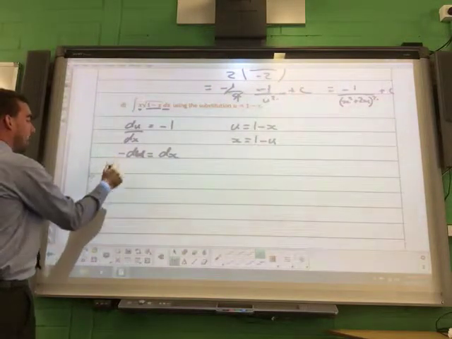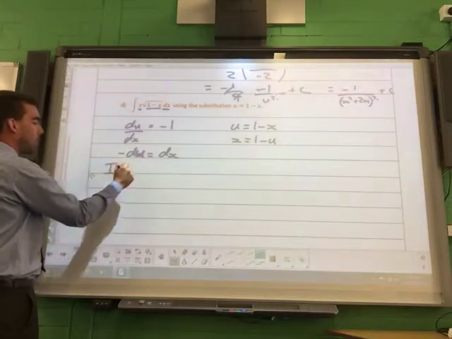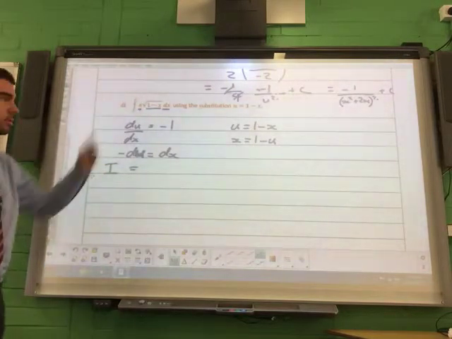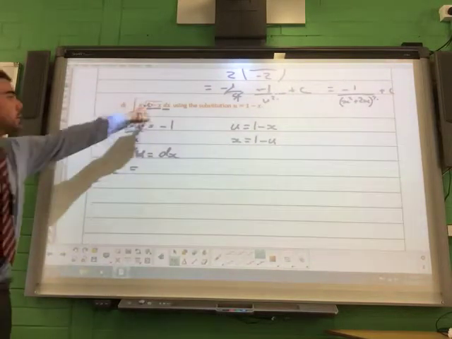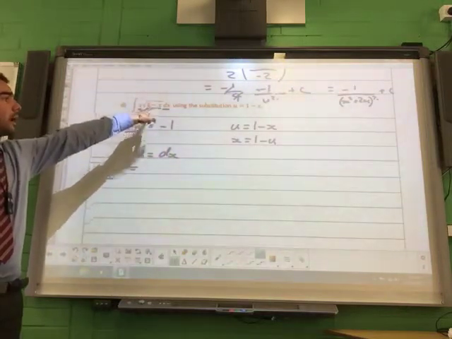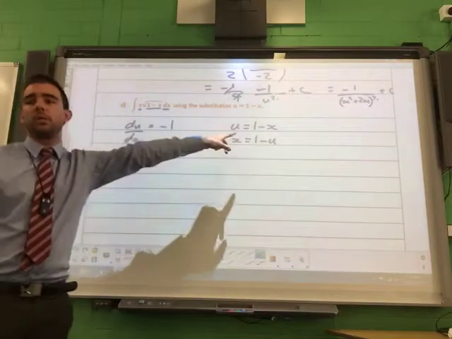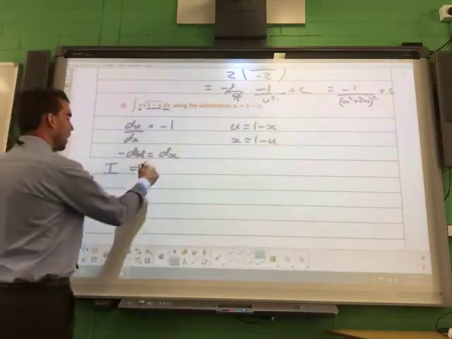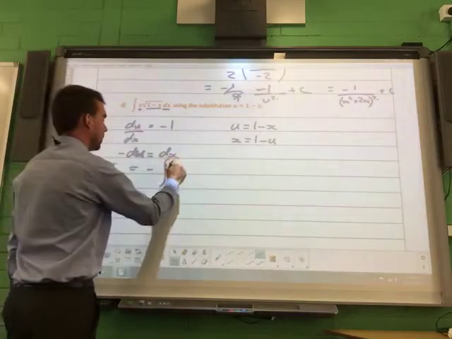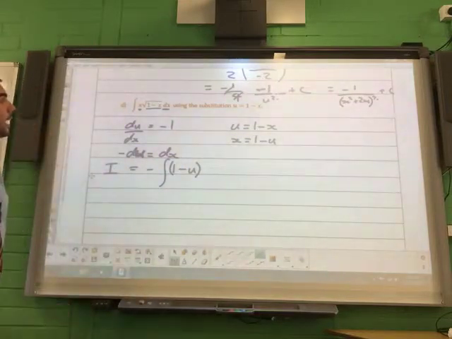Now instead of rewriting that, I've just remembered I for integrand. So instead of rewriting this, dx is going to be replaced by negative du, the square root of 1 take away x is going to be replaced with the square root of u, and x is going to be replaced with 1 minus u. So negative integral of 1 minus u, and the square root of u.